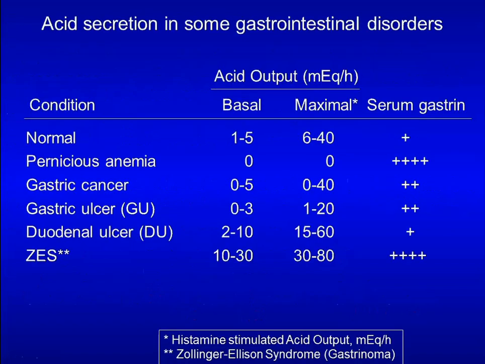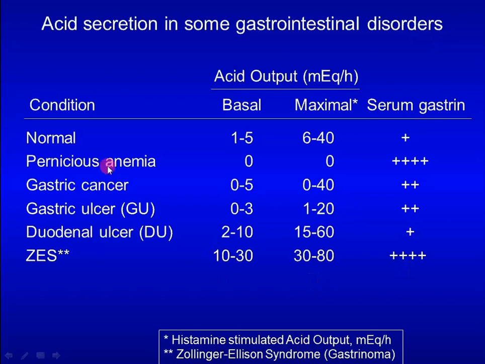Here is acid secretion in some gastrointestinal disorders. This column represents basal acid secretion. This column represents maximum acid secretion stimulated by histamine. This column represents serum gastrin level. Here we may notice two extreme cases.